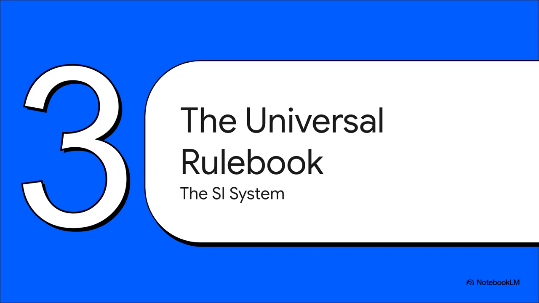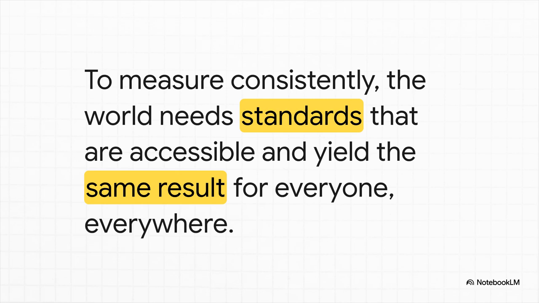Right, but if we're all going to be measuring things so precisely, we all have to agree on the units. We need a universal rulebook. And for pretty much the entire world, that rulebook is the International System of Units, or as it's better known, the SI system. And this is just so important. Without it, science and global trade would be complete chaos. A standard has to be something anyone can access, and it has to give the same result no matter who's doing the measuring. It's basically the ultimate source of truth for the physical world.